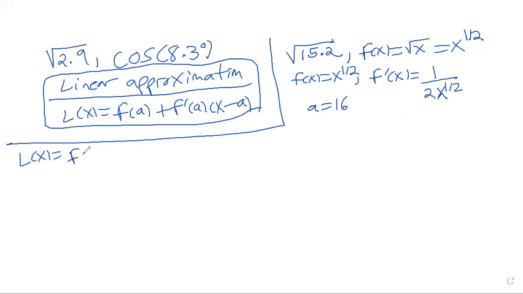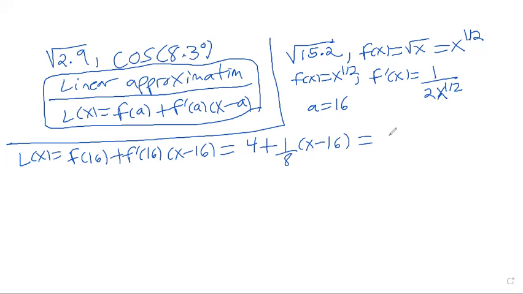So it's going to be f of 16 plus f prime of 16 times x minus 16. Well, f of 16, plug that in, it's 4. F prime of 16, you're going to get 4 here, times 2, it's 8. So 1/8 times x minus 16. So then it becomes 4 plus x over 8, or 1/8 x, and then 1/8 times negative 16 is negative 2. So then L of x is x over 8, and then 4 minus 2 is 2, plus 2.